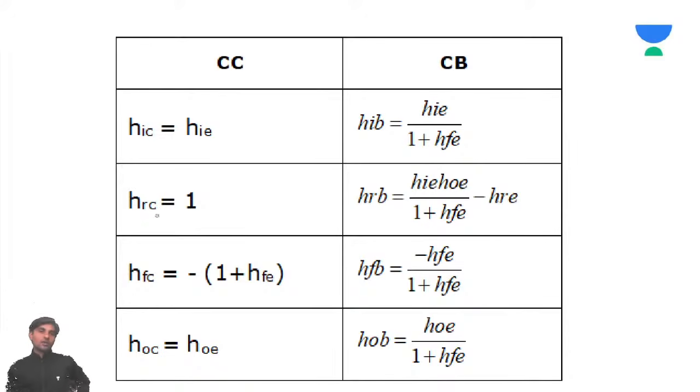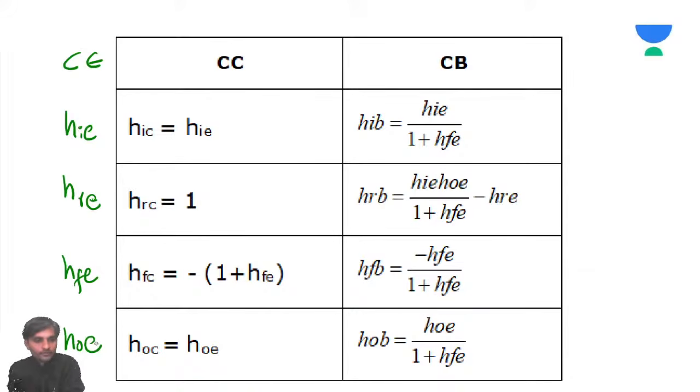So these are the conversion formulas. Let's say I'll also write here common emitter. For common emitter, you're going to have input impedance HIE, HRE, HFE, and HOE. Assume that these are given.